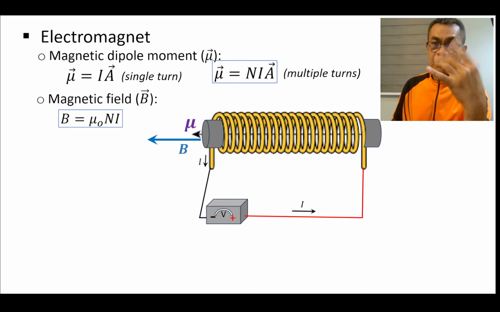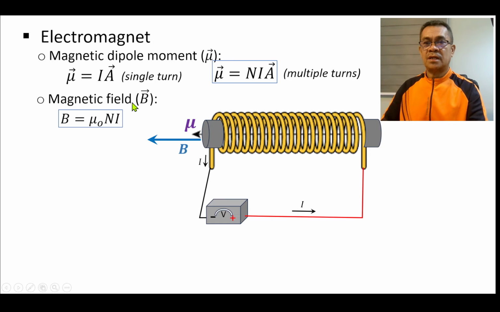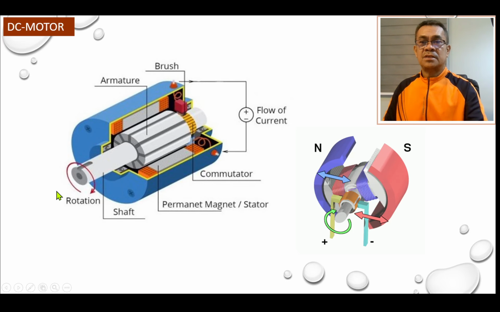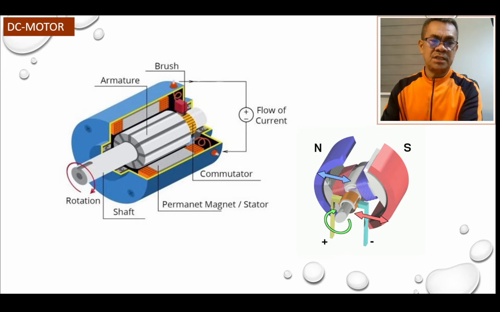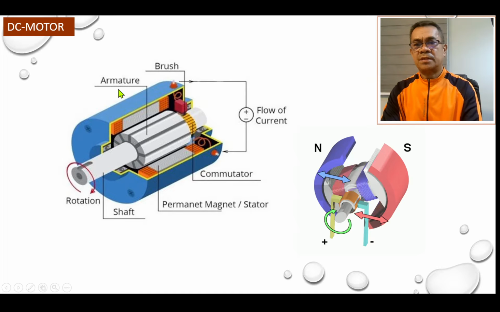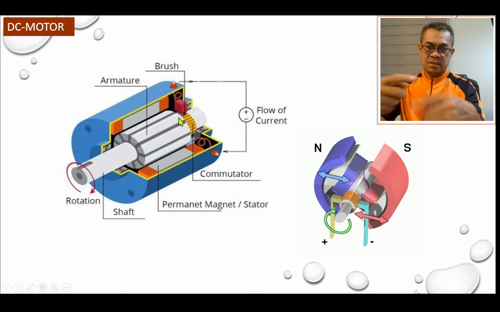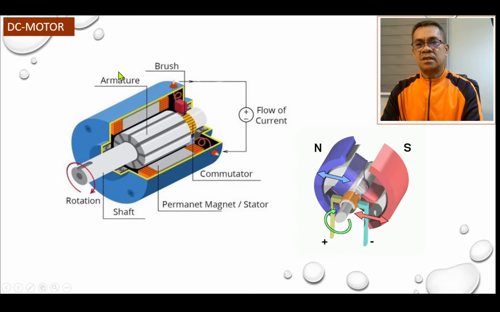we have the permanent magnet, so it produces a magnetic field also. But this magnetic field is due to the electromagnet. Okay, so this is now the DC motor. The DC motor works because of these parts. We have the armature. The armature is the rotating system, so it rotates in some direction.